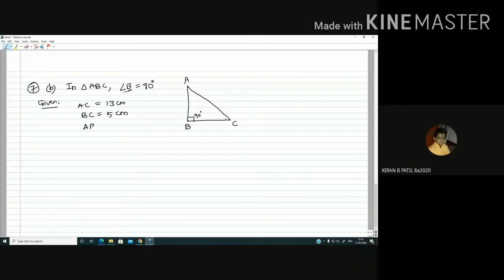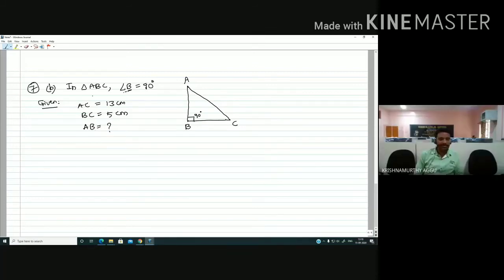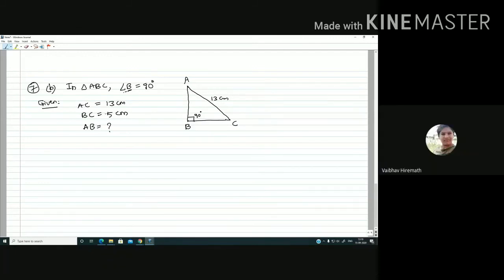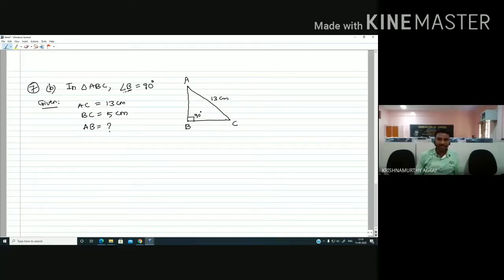AB equals question mark, we don't know it, that we have to find. AC length is 13 centimeter, from point A to point C. AB will be AB only, keep it. Why select another one? BC equals 5 centimeter. AB we don't know, that is why question mark.